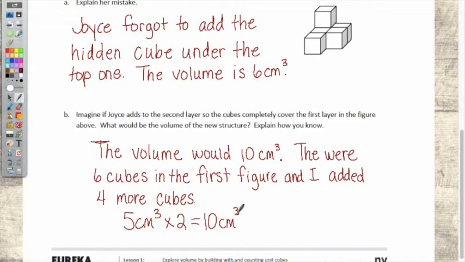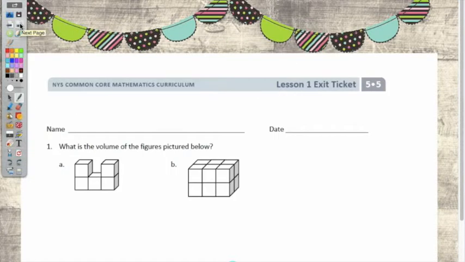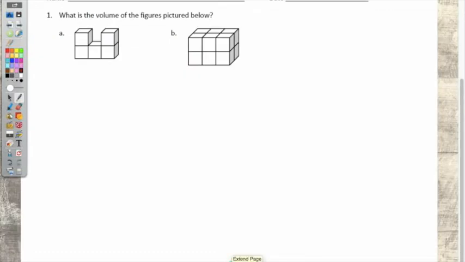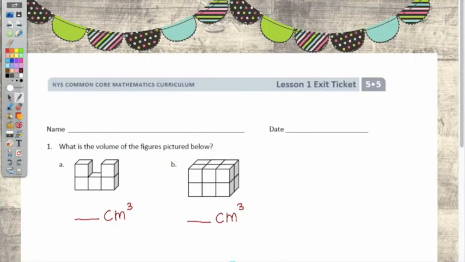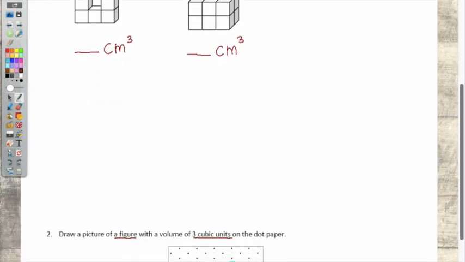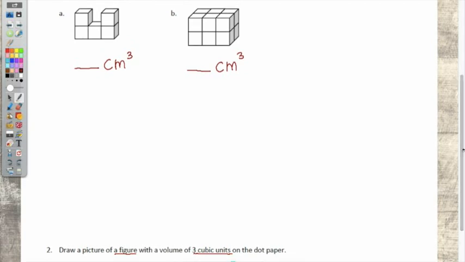Okay? So let's take a look at the exit ticket. All right, so this exit ticket, here's what I want you to write. You don't have to put the line, but you need blank centimeters cubed, blank centimeters cubed. At the bottom, not sure why they spread them out so much, but you need to do a figure with a volume of 3 cubic units on the dot paper. Just one. A figure means just one, okay? And that's worth 6 points. 6 total points. And put it on the shelf when you're finished.